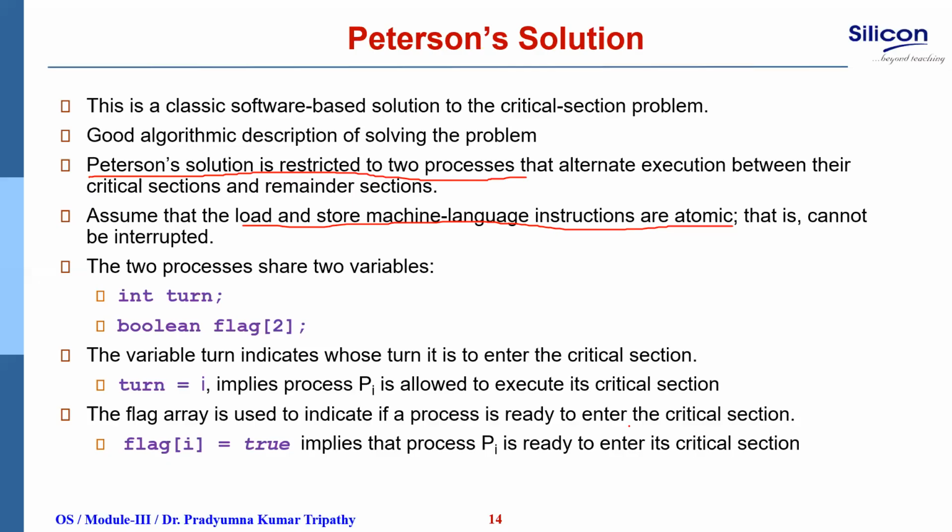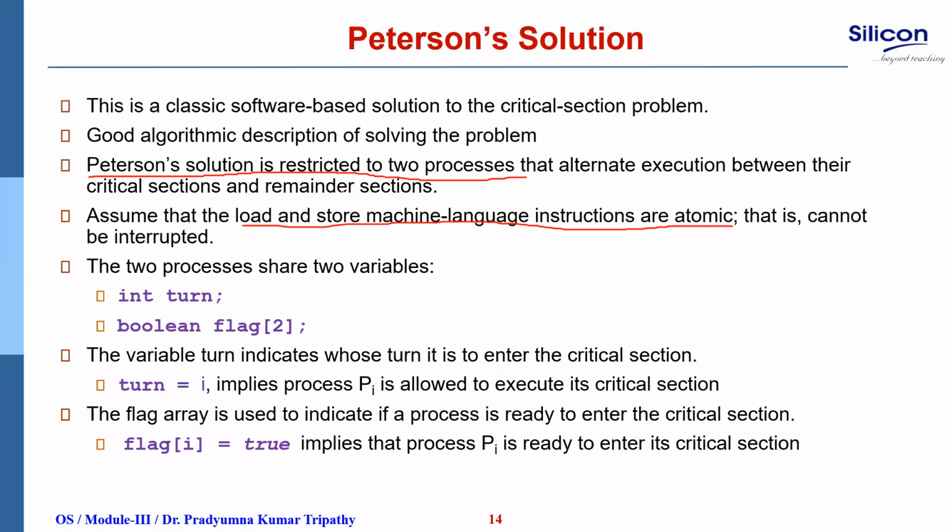So if I say flag of I equals true, one variable is turn that I have already said. If flag of I equals true, that means Pi is ready to enter its critical section. Ready to enter, allowed to enter. If flag of I equals false, that means Pi is not ready to enter into the critical section. Are the variables understood? Two variables, turn and flag.